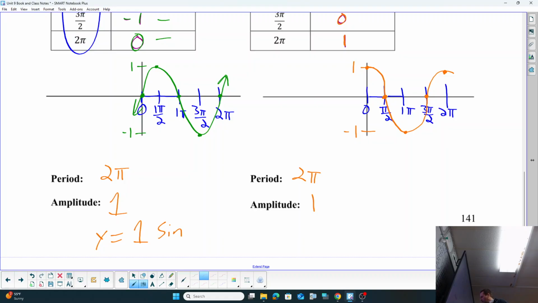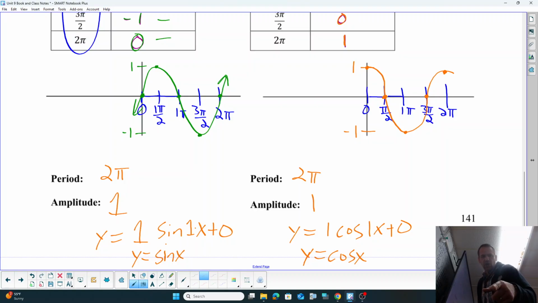We have a b value there, which is just an invisible 1, plus no midline there. So that's just sine of x. And you multiply those ones through. And then over here, we also have an amplitude of 1 for cosine of 1x plus our b value. There we go. So that's just y equals cosine of x. So next, we'll show you how to do the basic transformations of sine and cosine.